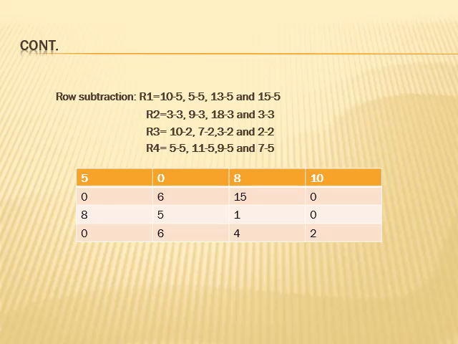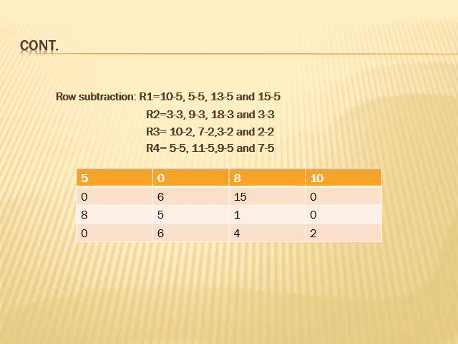Row 3. The costs inserted in this row are 10, 7, 3, 2. The least cost is 2. This 2 should be subtracted from the remaining costs. 10 minus 2, 7 minus 2, 3 minus 2, and 2 minus 2. The result is 8, 5, 1, 0.